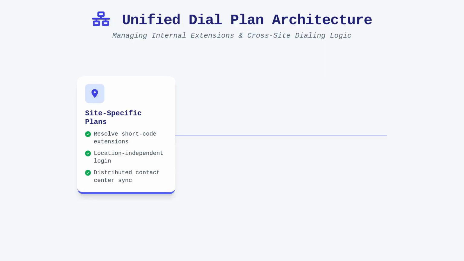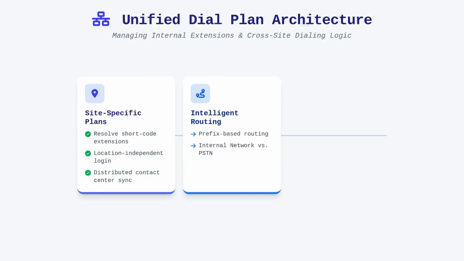You achieve this by configuring site-specific number plans that define how to dial between sites while maintaining consistency across the entire organization. Cross-site dialing often involves setting up prefixes that tell the dial plan to route the call over the internal network rather than the public switch telephone network, thereby reducing toll costs.